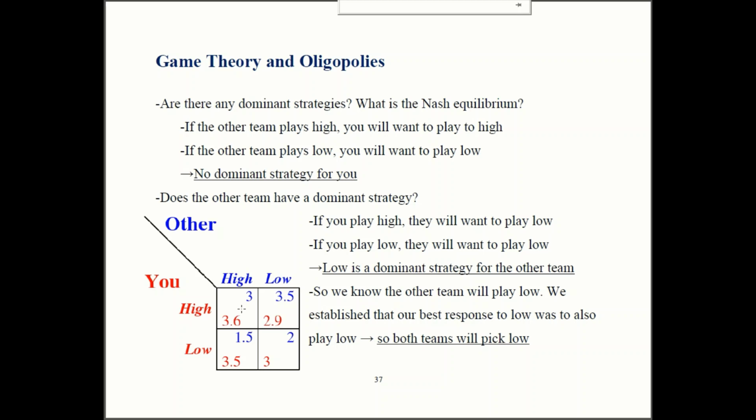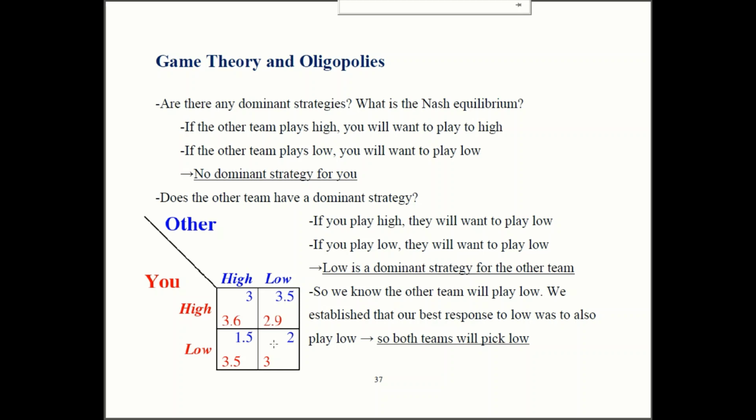Now suppose instead you think they're going to play the low price. So if they play low, we're in this column. If you play high, that's this row. So you play high, they play low, that's going to be over here. That means your profit's going to be 2.9 million. But if you both play low, then your profit's going to be 3 million. Again, you're trying to maximize your profits. So if you think they're going to play low, then you want to play low as well.